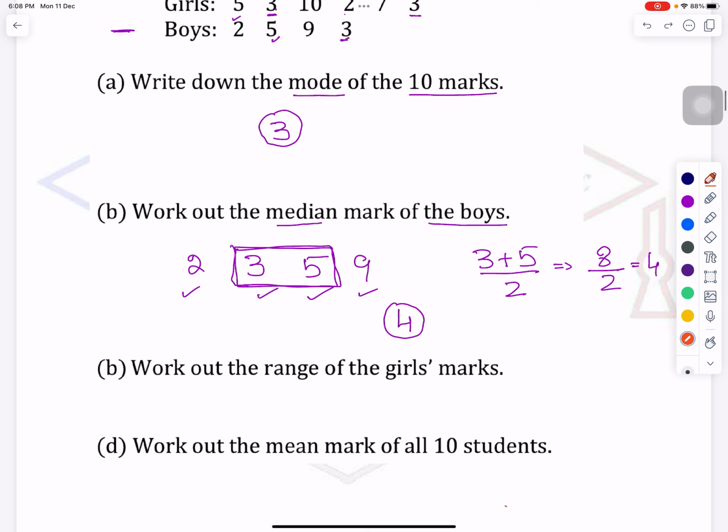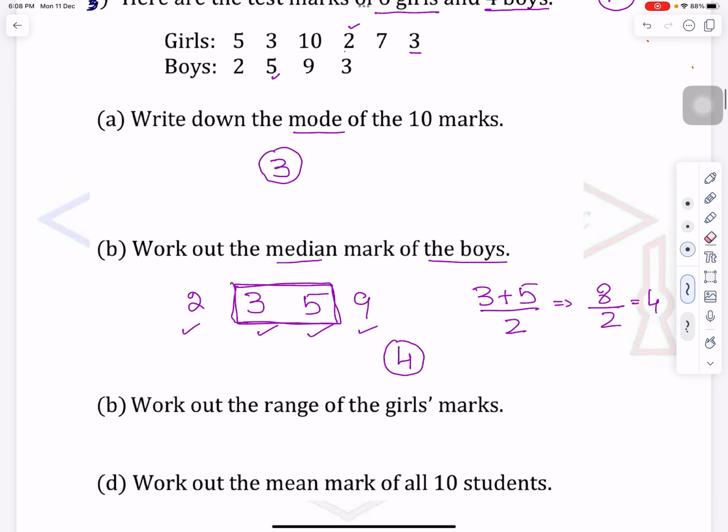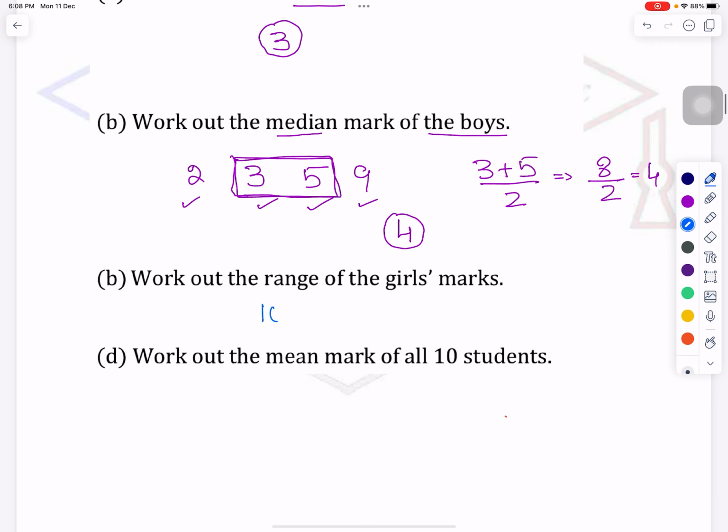Now work out the range of the girls' marks. Now he's talking about girls' marks. Okay. So let me clear all this out first of all. Okay. So range means the difference between the smallest number and the largest number of the data. So if I look at the girls' marks here on the top, what is the smallest data? The smallest data is 2. And what is the largest data? Largest data is 10. So I will see the difference between them. This is the meaning of range. So the range of the girls' marks is 8.